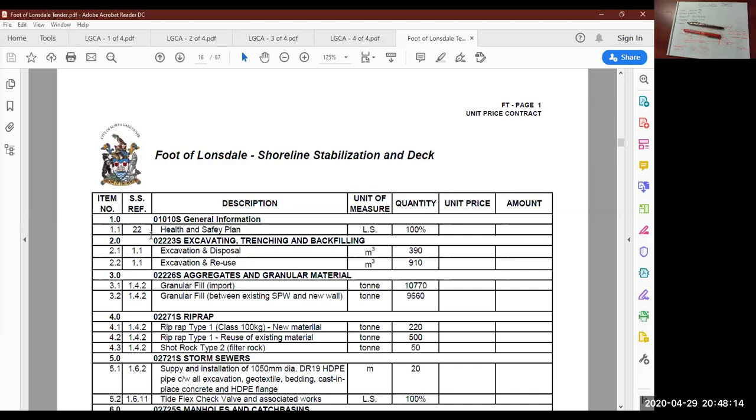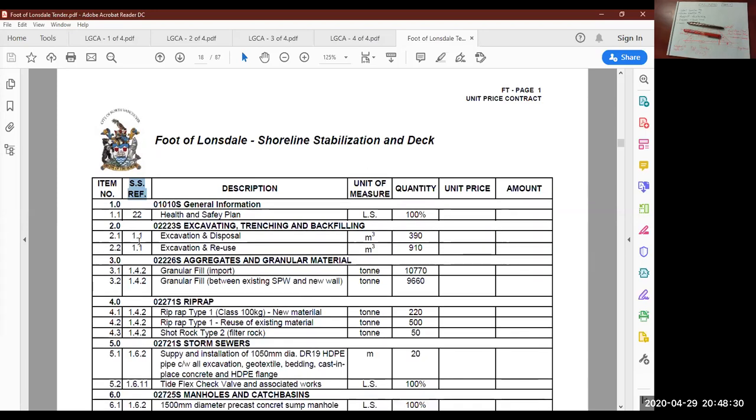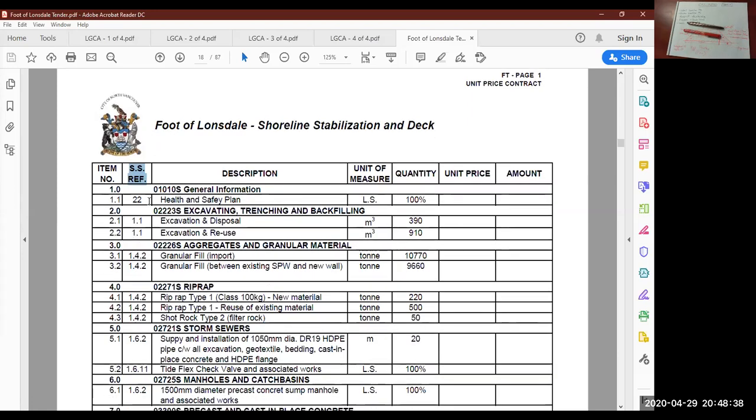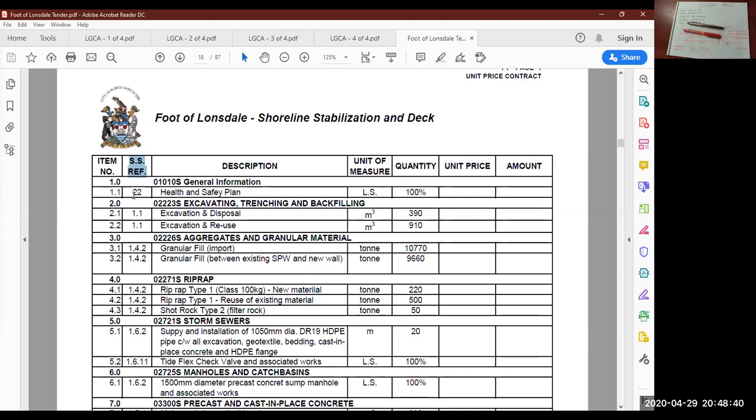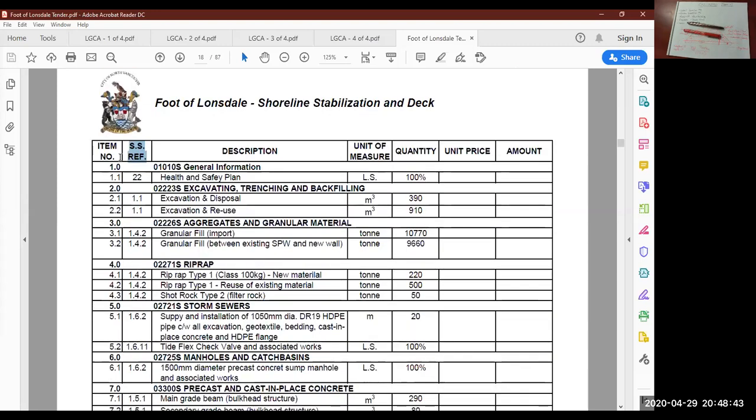Bruno, what does SS? Oh, this here. SS is Supplementary Specification, and it's a reference. It's telling you where in the specs to find all these different clause numbers. Sometimes you'll be referred to a supplementary specification, which is specific to this project. So it would be included in this tender package.